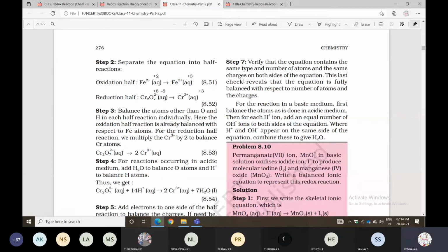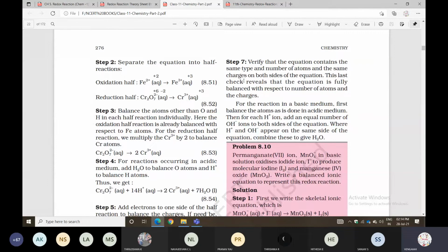Then add equal numbers of H plus ions and OH minus ions to both sides of the equation. Where H plus and OH minus ions are on the same side of the equation, combine these two to give a water molecule. Okay? Yes. See the question mark.